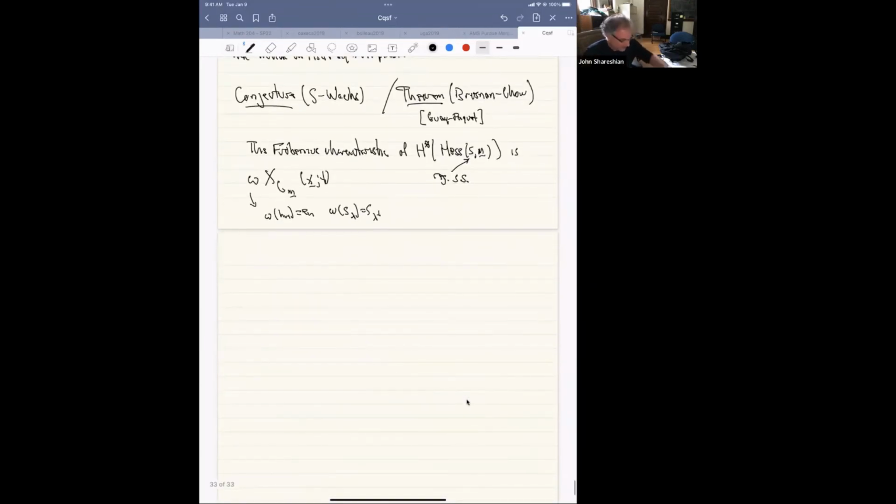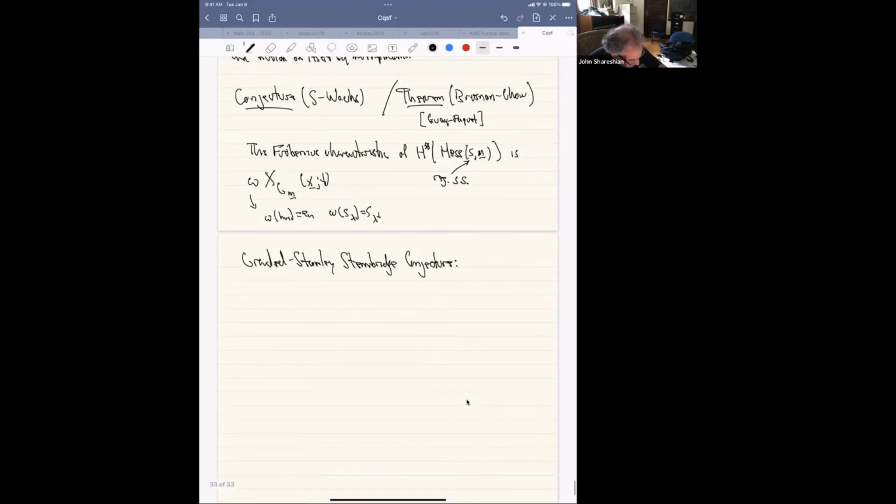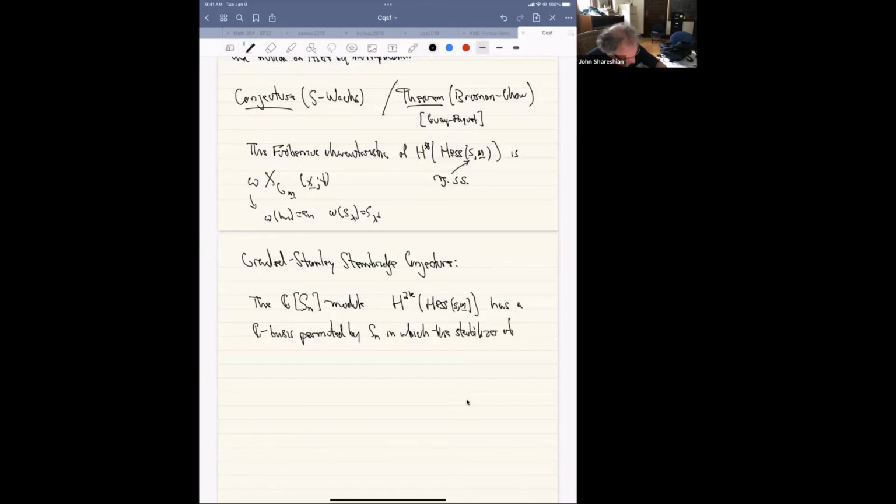And so the graded Stanley-Stembridge conjecture now says the following. I guess C could be Q here, but the module H2K of Hess M has a C basis permuted by Sn, in which the stabilizer of each basis vector is a Young subgroup.